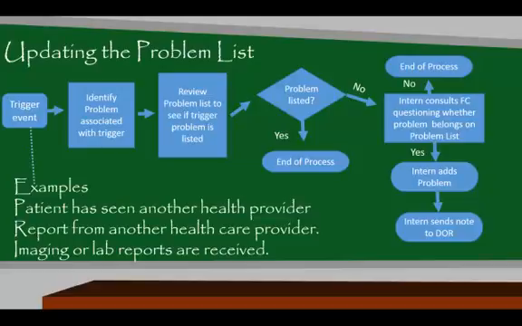So here's an algorithm to follow when you do have a trigger event. You want to identify the problem that's associated with the trigger. So you review your problem list to see if that problem is listed. If it is, fine, end of process. If it's not, you need to consult with the faculty doctor who's supervising that visit to question them whether that new problem belongs there or not. If it doesn't, fine, end of process. If it does, the intern needs to add that problem to the problem list.